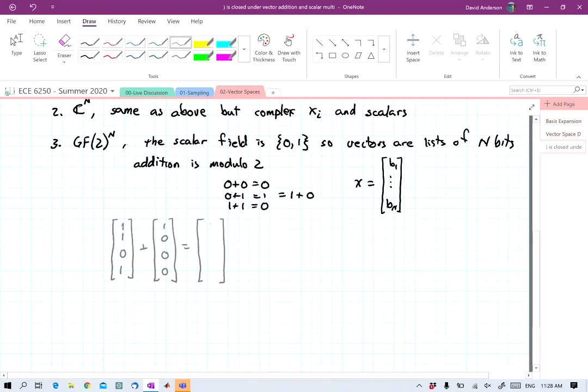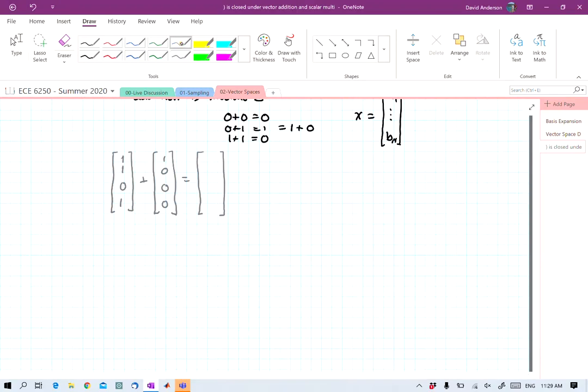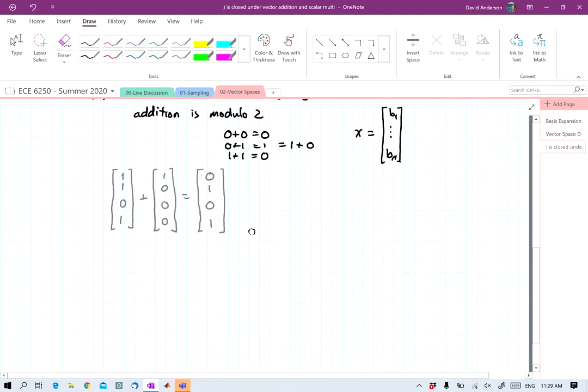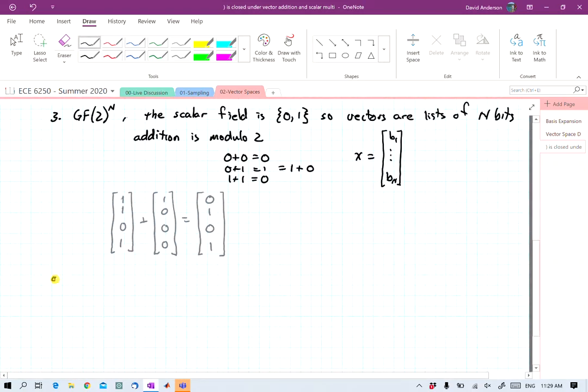Okay, so hopefully you looked at this and you said 1 plus 1 is 0. One plus 0 is 1, 0 plus 0 is 0, and 1 plus 0 is 1. So we get some result like that. Okay, so this all works. It's useful in coding and information theory. Another example. I think there are more examples in the course notes that are posted, but this is most of the useful ones, you might say.